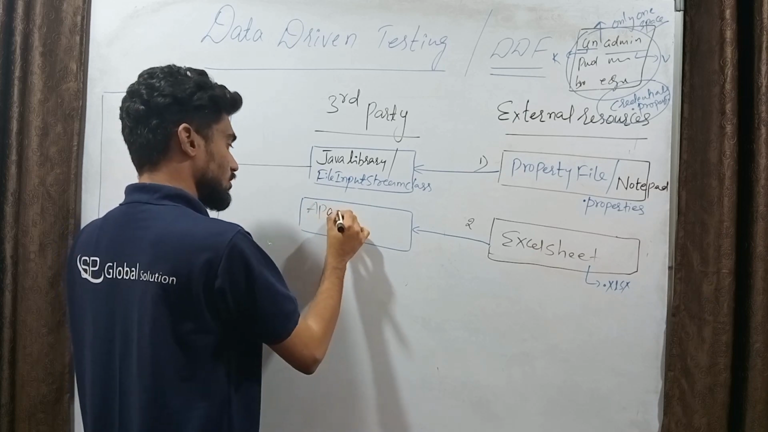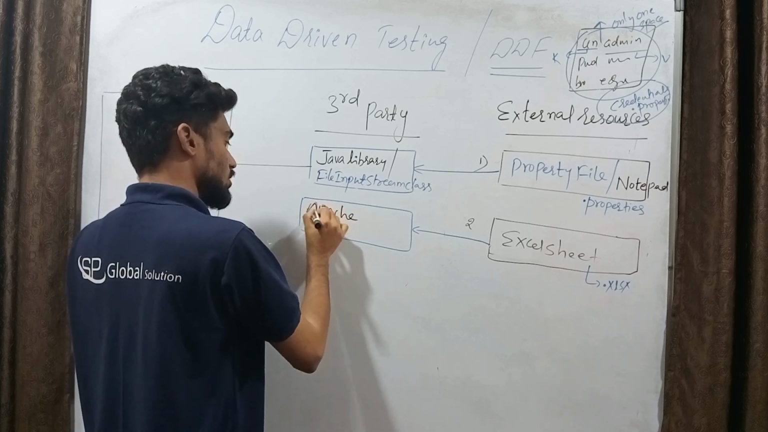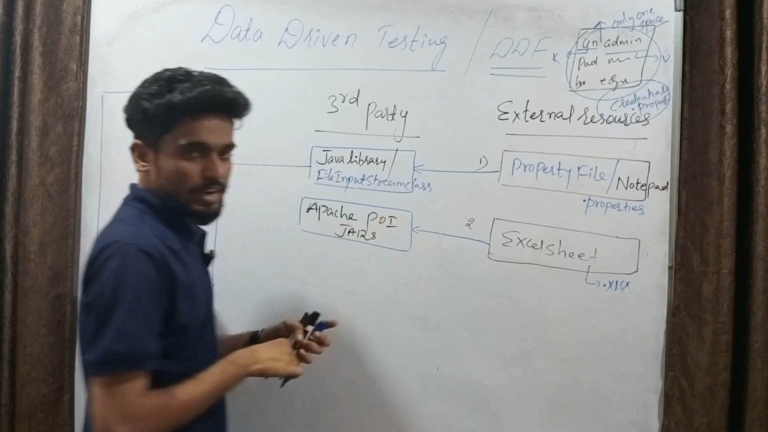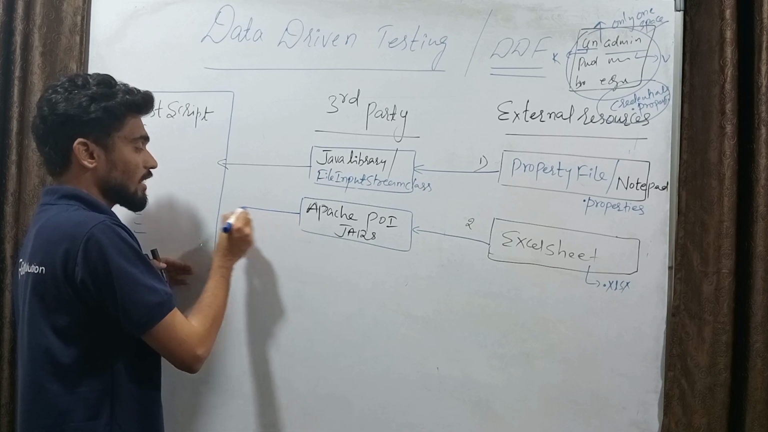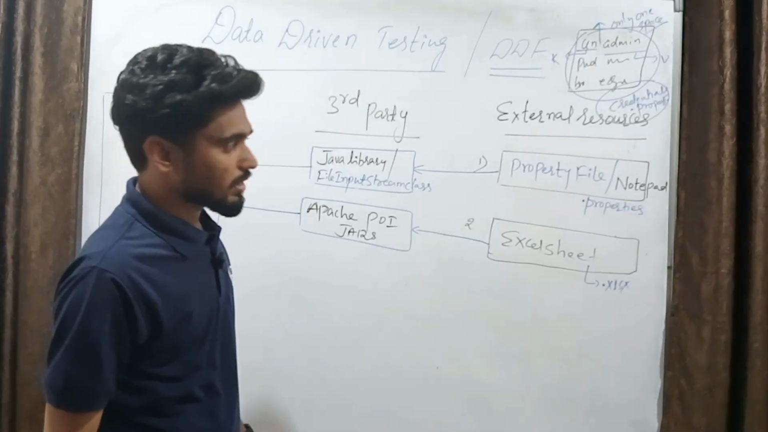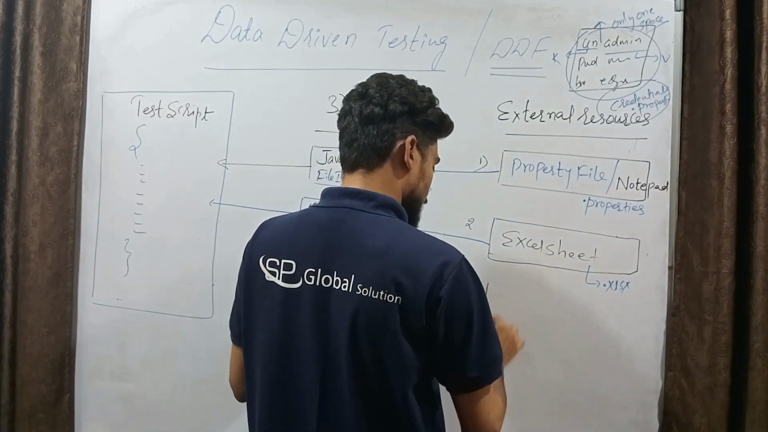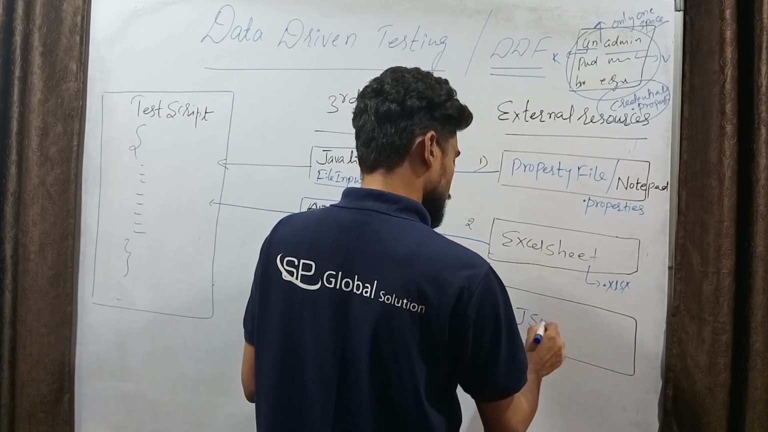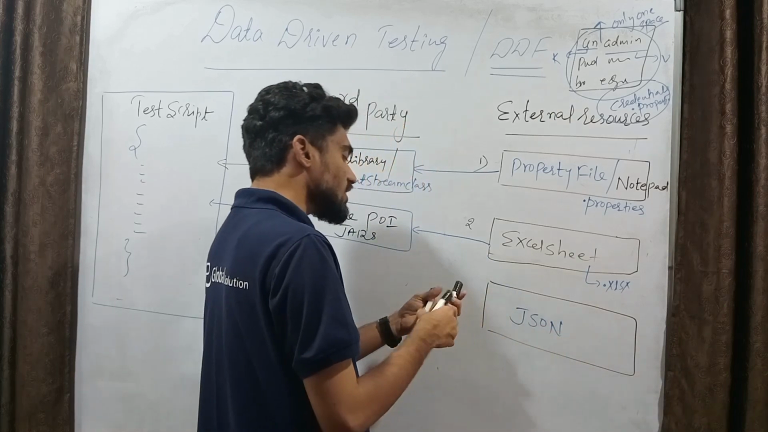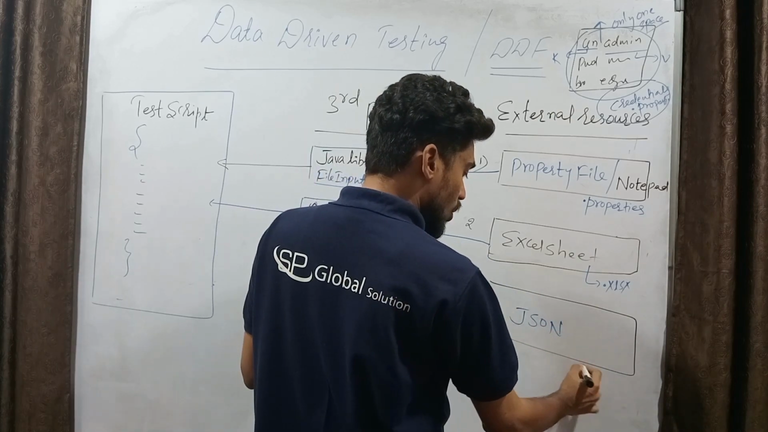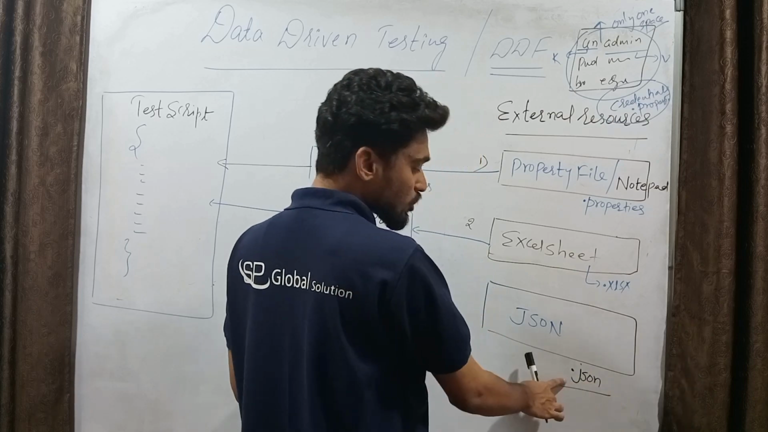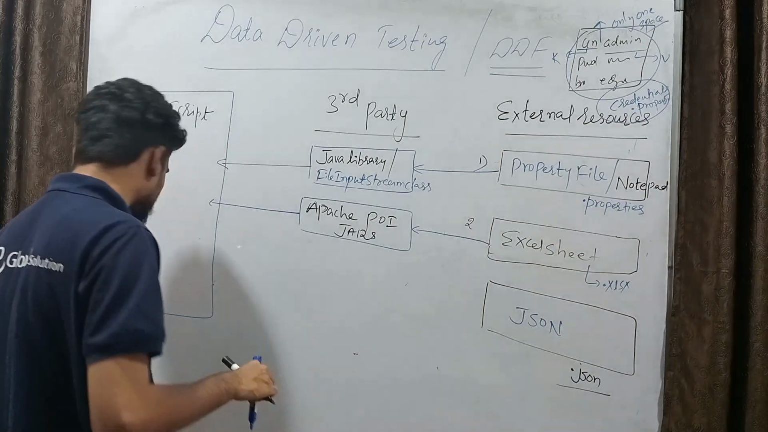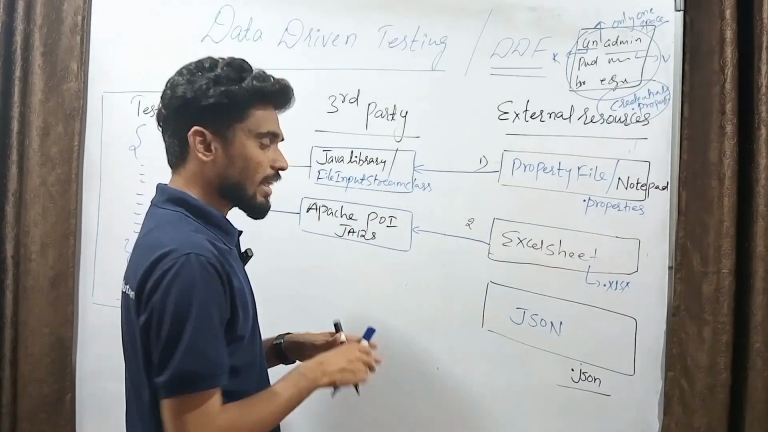Which jars? Apache POI jars. Are you understanding? And from there we can fetch that data inside the test script. Again, I will write here JSON file. Which file is it? JSON file. Sir, what is the extension for a JSON file then? .json. Boss, I am writing all the extensions in lower case because we always write extensions in lower case only. Am I right?